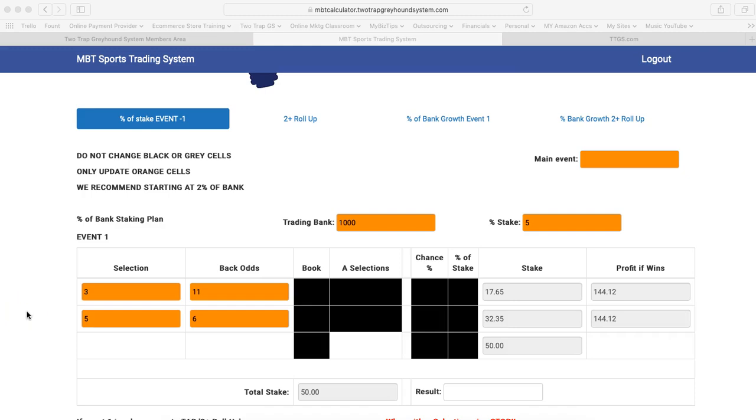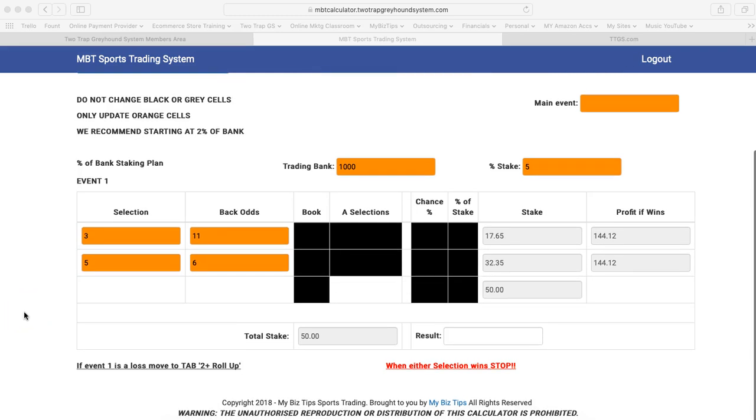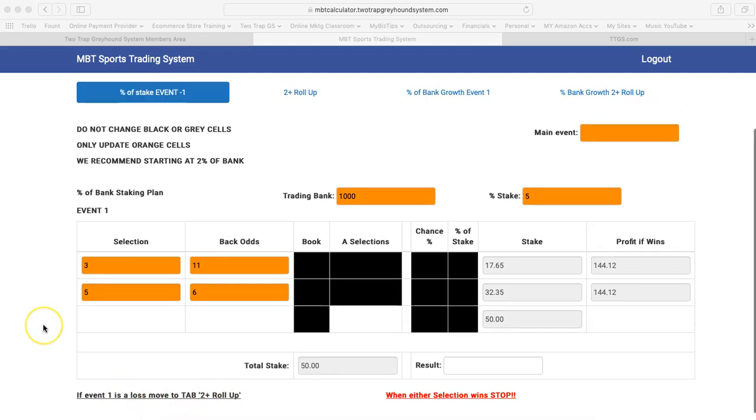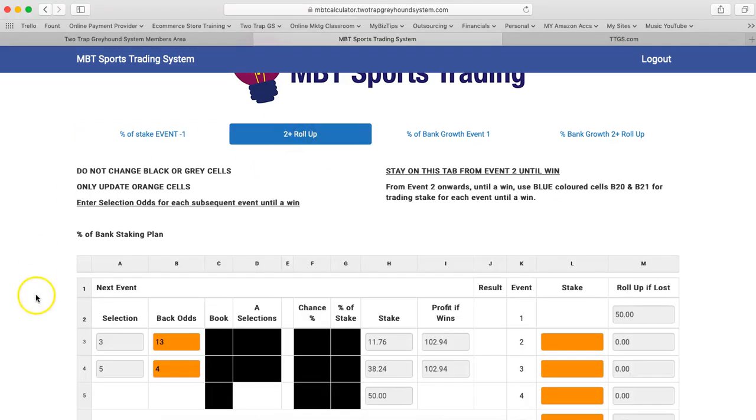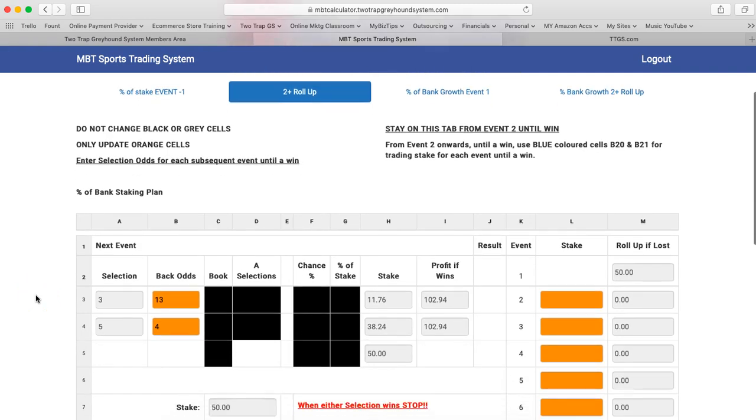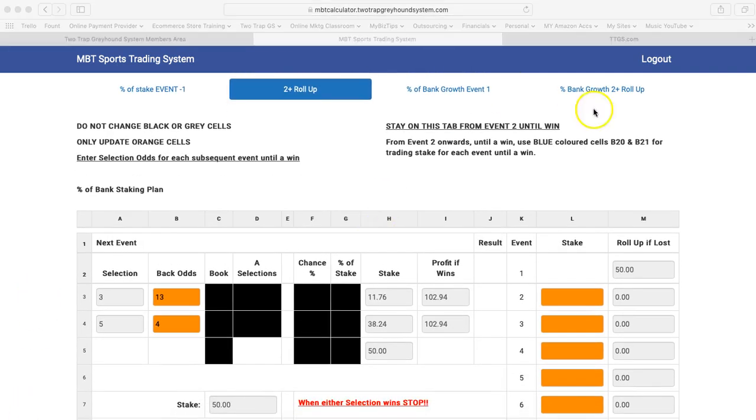Now, unfortunately, we weren't successful in the very first race at 415 meters. So in line with the trading calculator, it does say if the event 1 is a loss, move to tab 2, which is the 2 plus roll up, which is what we'll do because now we are moving into profit and recovery strategy in the two-track Greyhound system approach. So as you can see, in the event 1, the £50 lost stake, 50 unit lost stake, has already been moved over from the tab 1.